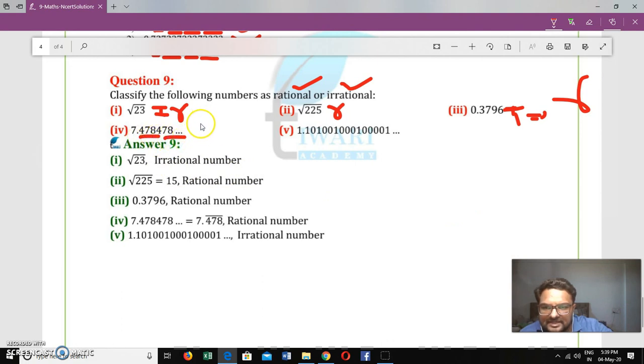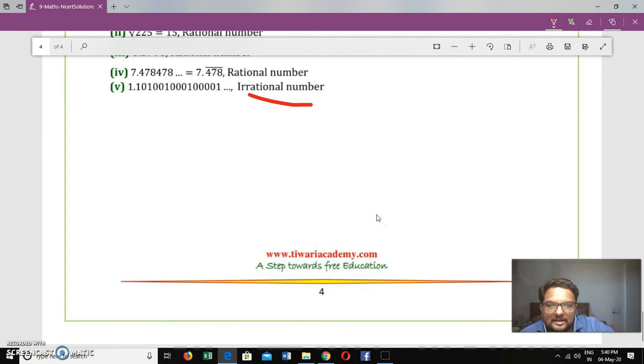0.478478 is repeating, again it is rational. And finally 1.010010001, with 4 times 0, is therefore an irrational number. These numbers are not repeating here. I hope you understood.